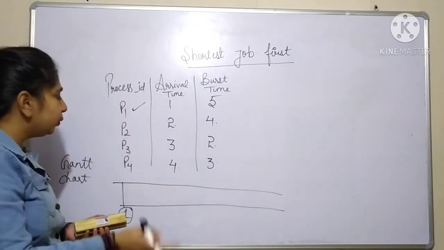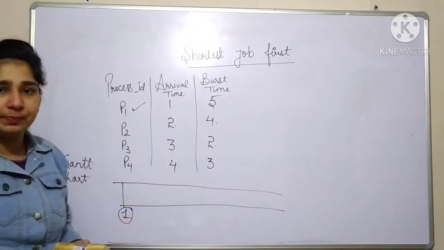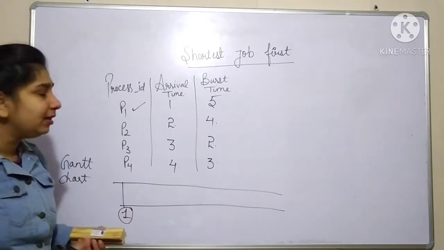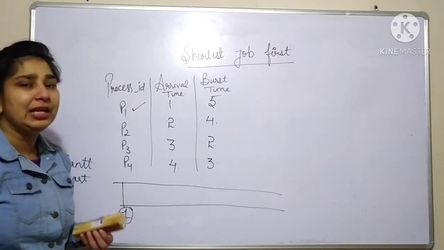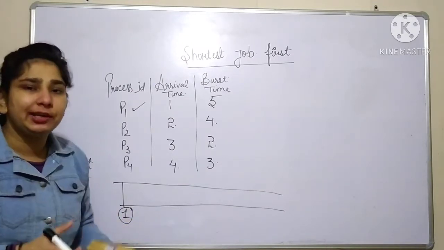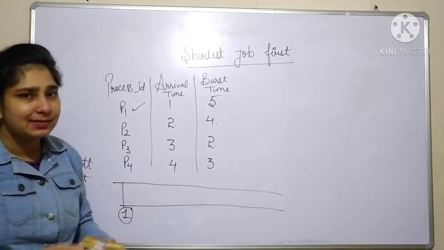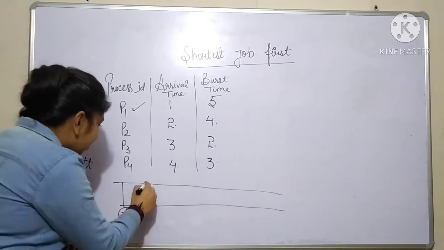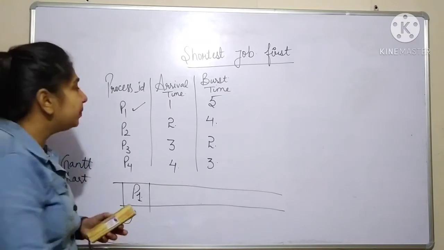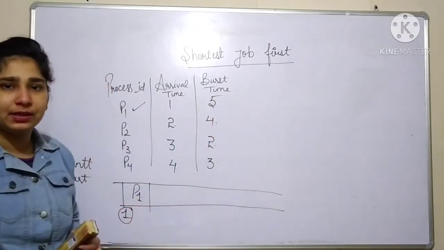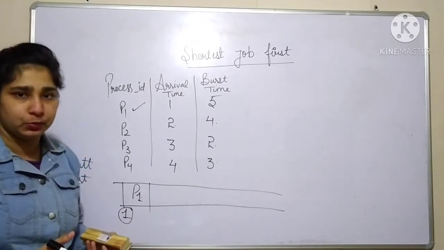Your process P2 is coming late. It is coming at 2 in the main memory. So in the very beginning, we have only one process present in the main memory. So your short-term scheduler is going to give this process to the CPU for execution. Its burst time is 5 units. It needs 5 units to execute on the CPU.